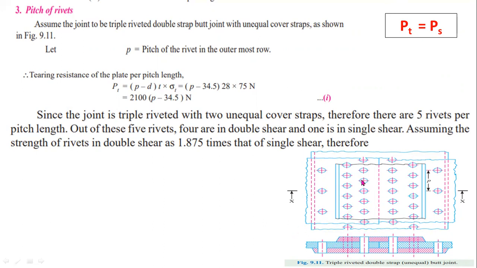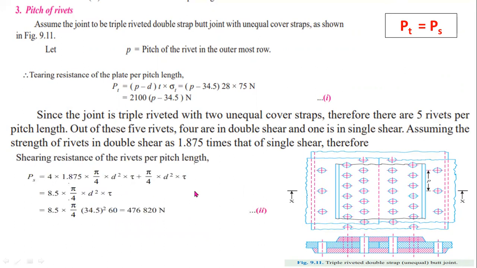Okay, 5 rivets per pitch length. Out of these 5 rivets, 4 are in double shear and 1 is in single shear. So you have to consider the double shear formula for boilers for 4 rivets, and 1 rivet for single shear.